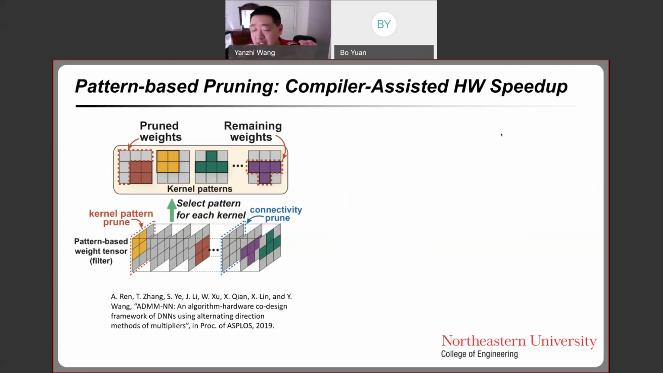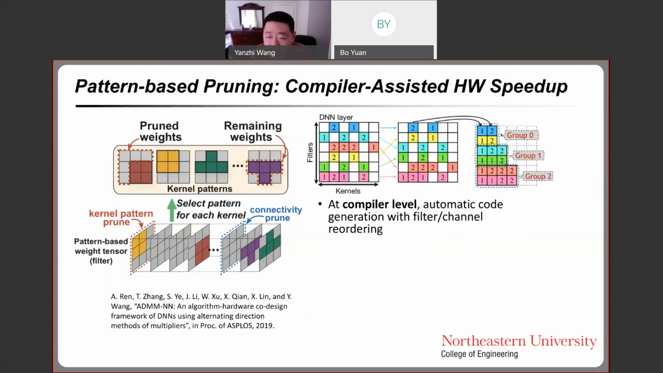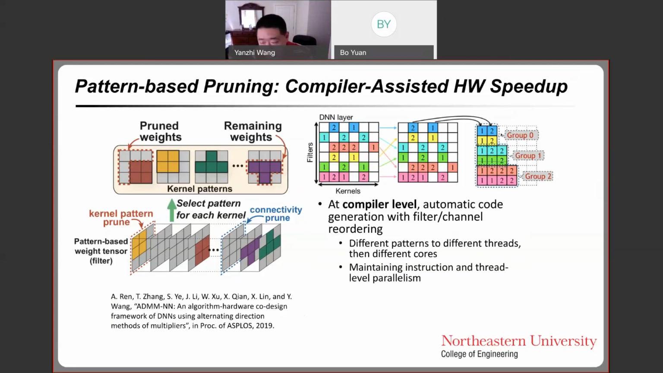So one specific processing core needs to deal with one pattern, maybe 1,000 of these patterns with the same shape. And then there is really very minor overhead in this case. So the compilers can perform the code generation with the reordering and group the patterns together. After the grouping, they can allocate them into different threads. Thread 1 deals with pattern shape number 1, thread 2 deals with pattern number 2, and so on. In this way, we can maximize the parallelism and also the performance for each processing element.